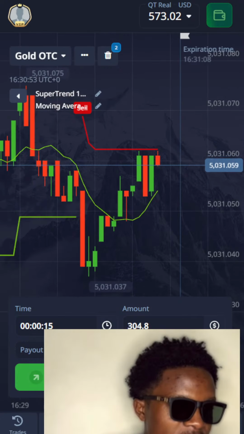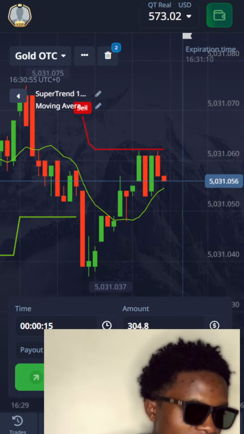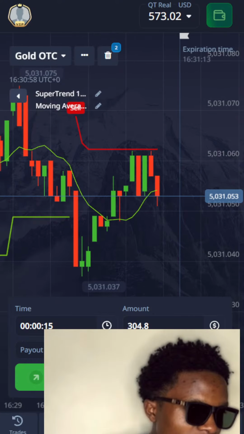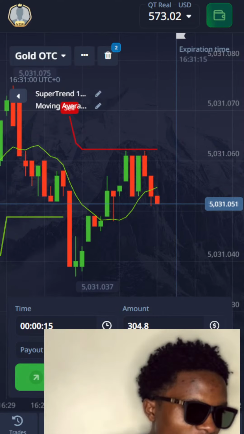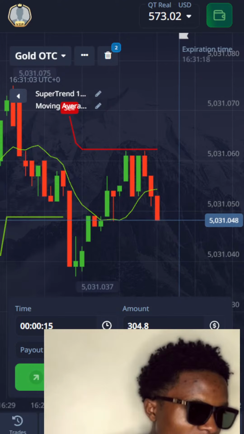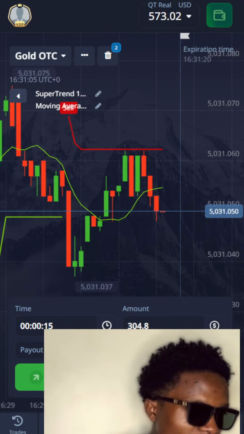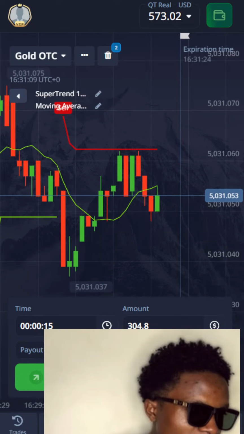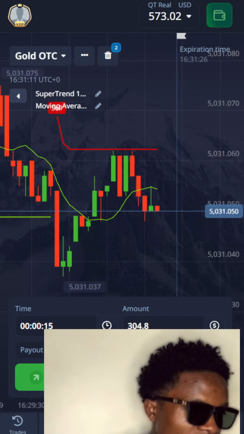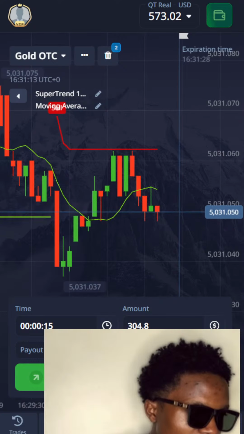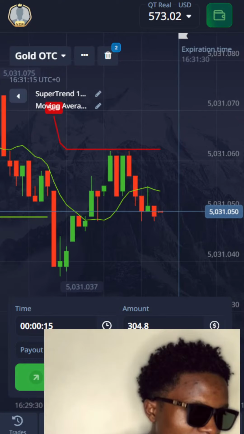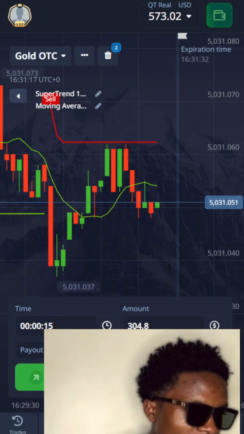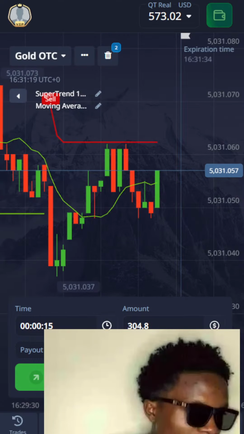For those who don't know what's happening, we are trading gold OTC, and this is binary options trading via Pocket Option. So don't be surprised by what is happening here. We are trading binary options via Pocket Option.